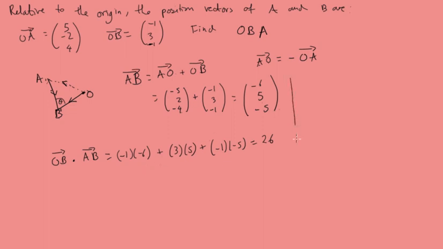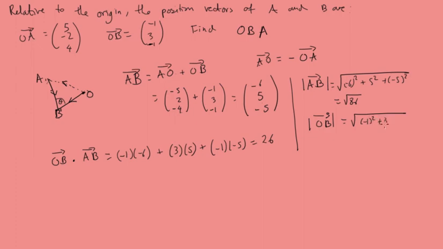Now we need to find our magnitudes. We need to find the magnitude of vector AB. So this is vector AB, so it's going to be minus 6 squared plus 5 squared plus minus 5 squared, which gives us the root of 86. And we need to find the magnitude of vector OB, which is minus 1 squared plus 3 squared plus minus 1 squared, which gives us the root of 11.